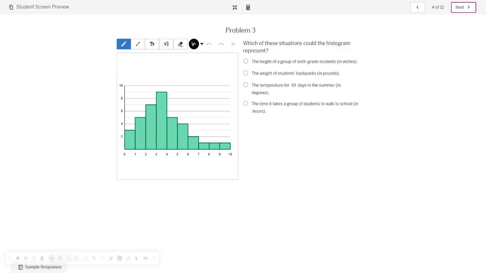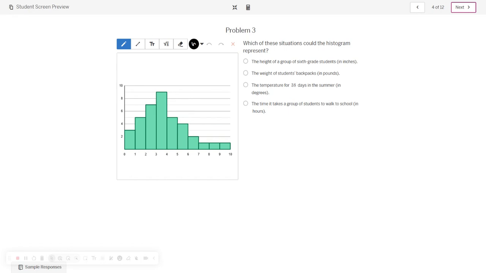Okay, looking at these situations, I really hate that they did not label these, and that's the point of this. You've got to figure out what these labels mean. So I'm looking at these numbers, and I've got between 0 and 1. There's 3 people that did that. There's 5 people that did that. The height of a group of 6th graders, I hope not. I mean, the tallest person here is 10 inches tall.